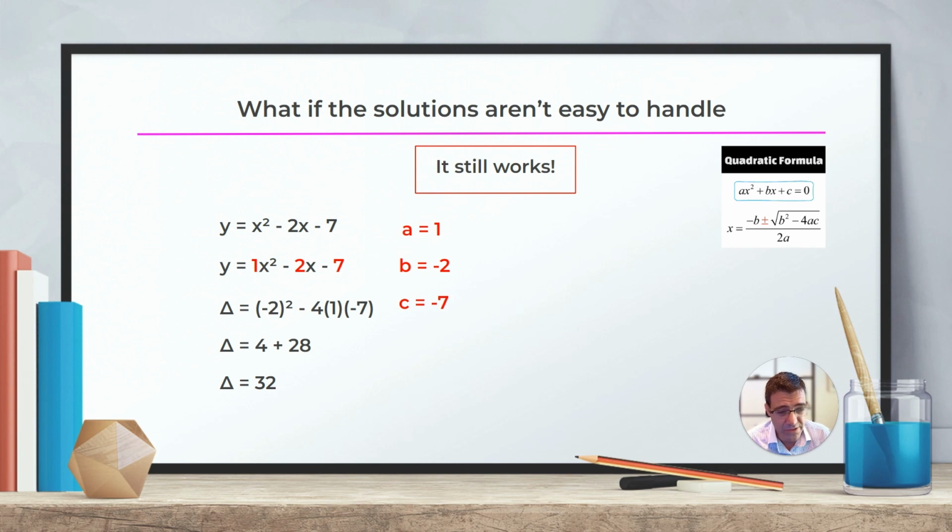32 is not a perfect square. So if you do the square root of 32, that doesn't return a perfect square. But it is the square root of 16 times the square root of 2. And the square root of 16 times the square root of 2, again, refer to our surds video, is going to be 4 root 2. You really need to be comfortable with that. So it's still a positive value. It has two solutions.